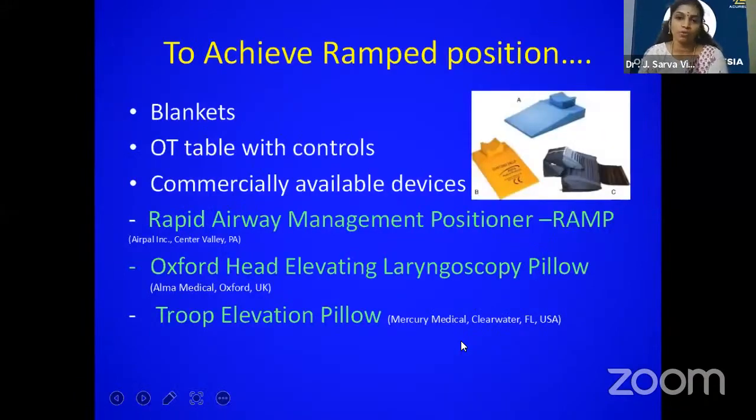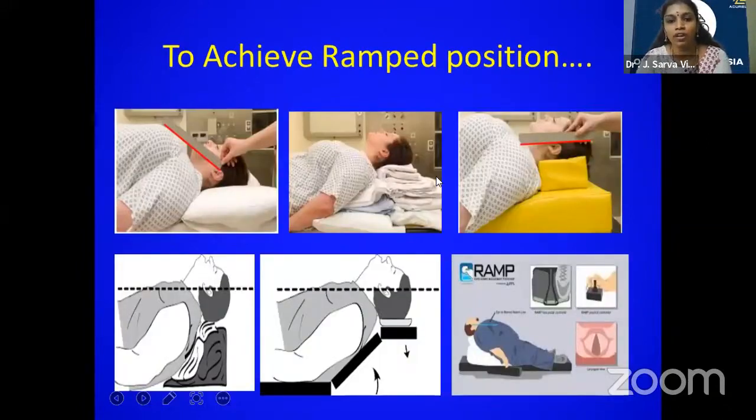So how do we achieve the ramp position? It can be achieved using blankets or an OT table with controls, or there are many commercially available devices also: the rapid airway management positioner, the Oxford head elevating pillow, or the Troop elevating pillow. These are the various methods by which we can achieve the ramp position: blankets or other pillows, the OT table. And this is a rapid airway management positioner, which has an inflatable positioner.